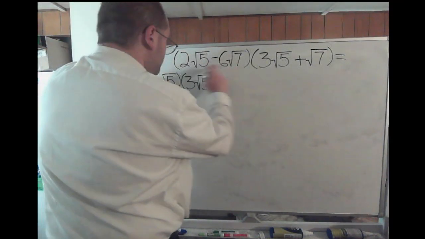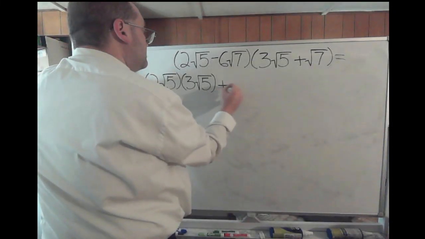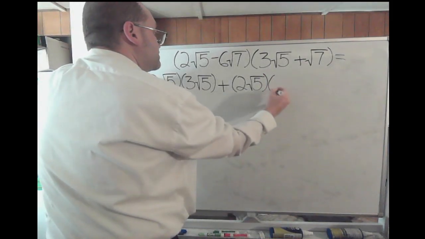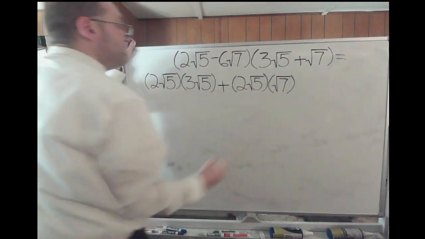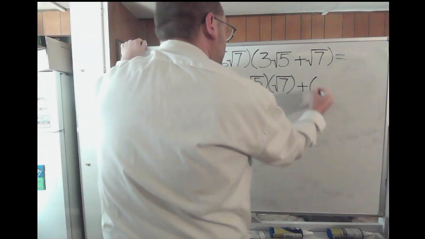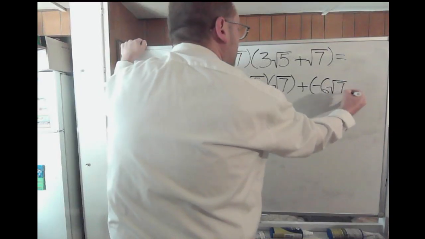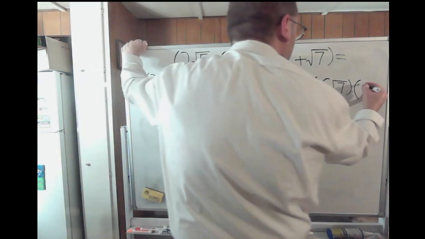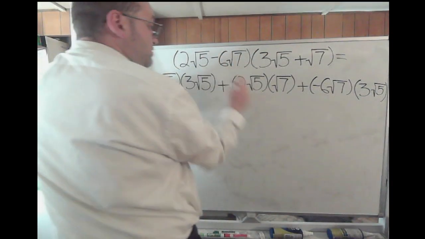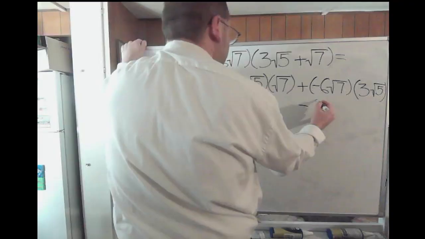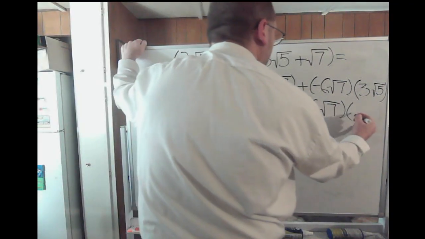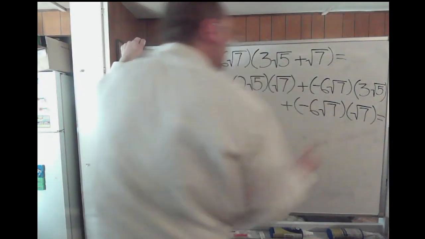Now you do your outer, so 2 times the square root of 5. You'll take plus 2 times the square root of 5 times the square root of 7. Now you'll do negative 6, so this will be plus negative 6 times the square root of 7 times 3 times the square root of 5. And then you'll do the last, so you'll do minus 6 times the square root of 7 times the square root of 7. Alright, so we have a fun one in store.